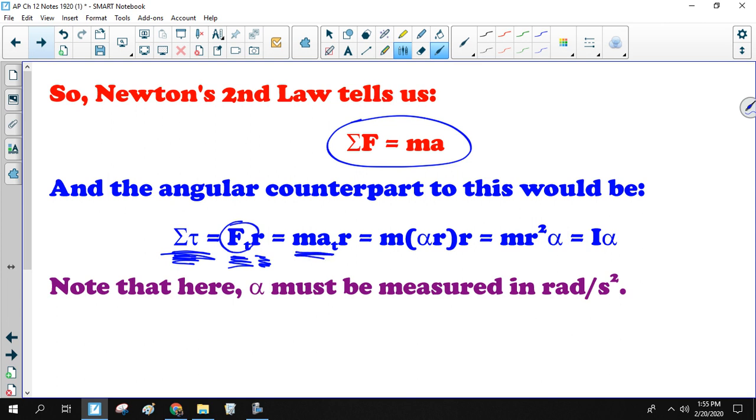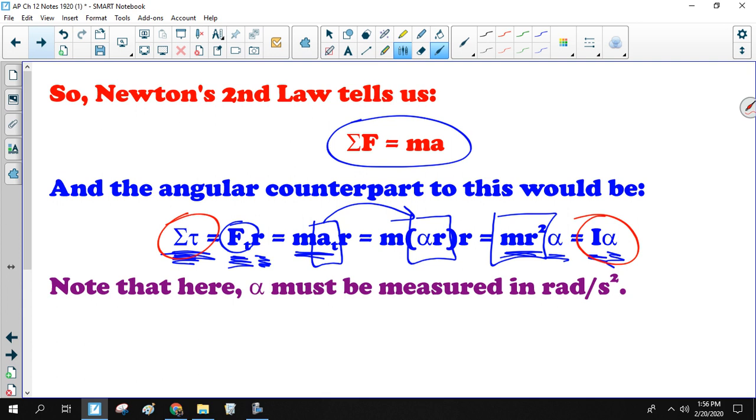So if we remember that tangential acceleration is equal to angular acceleration times radius, then you can do this little substitution here, and then regroup and get m r squared times alpha, right? And I is the rotational inertia of a particle, times alpha, right? So this hopefully gives you some sort of justification for the fact that your net torque does in fact equal I alpha.